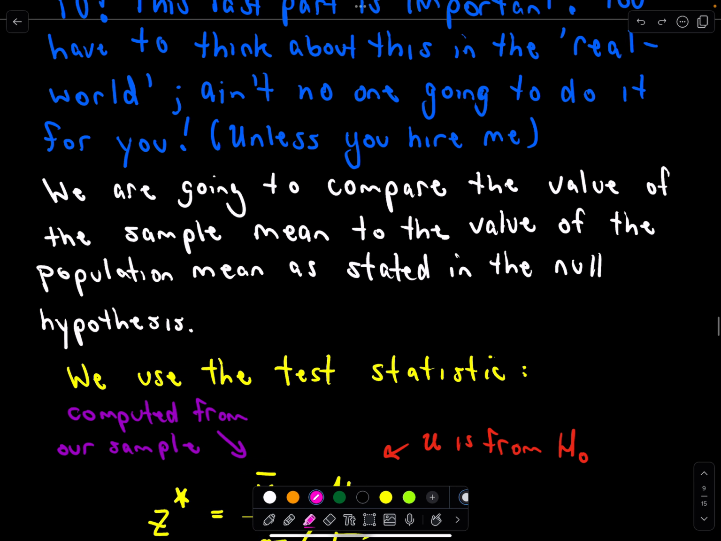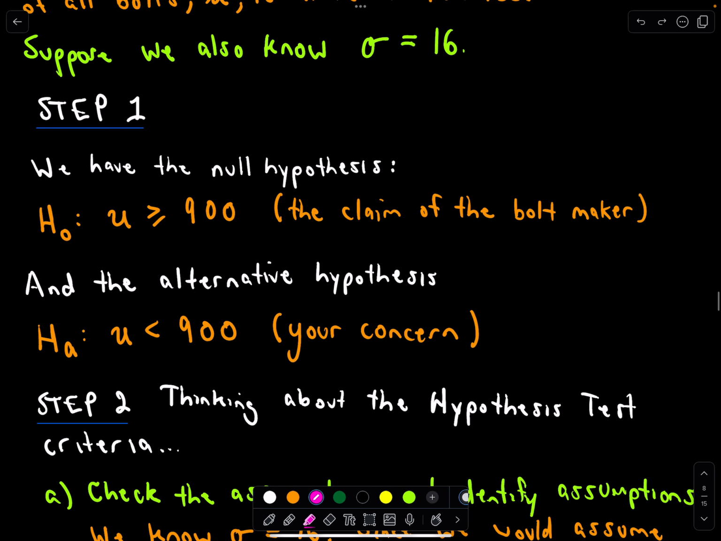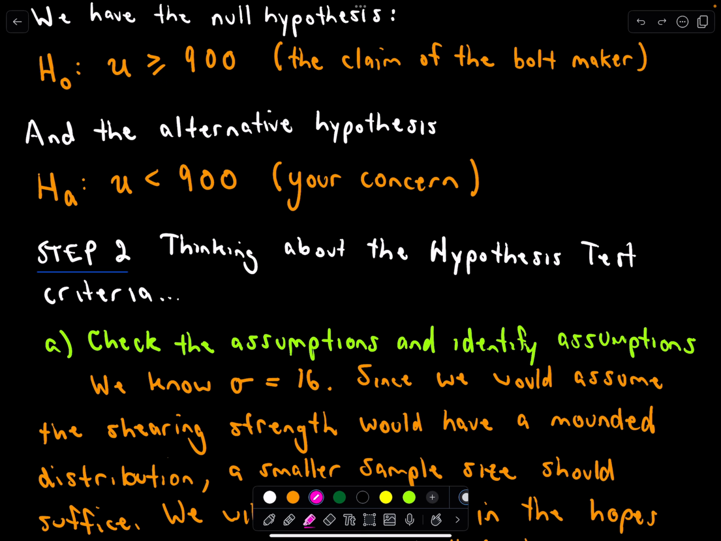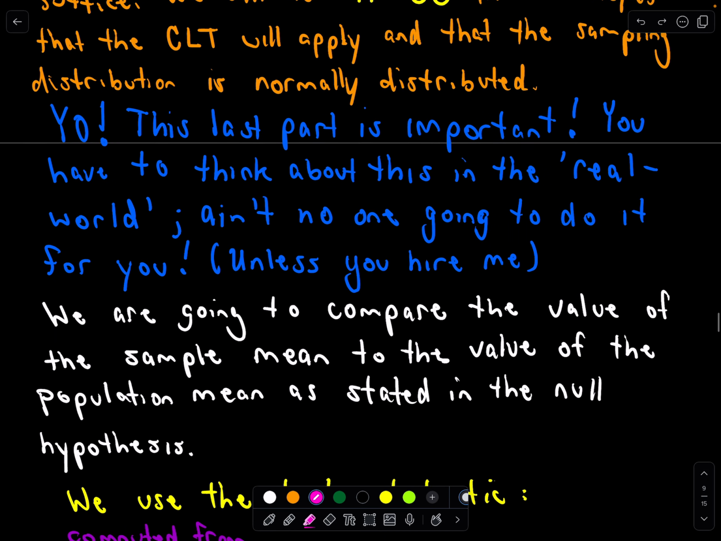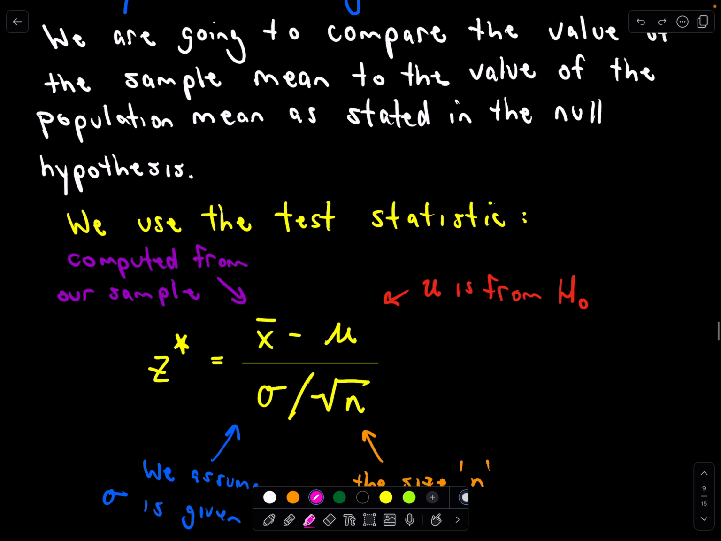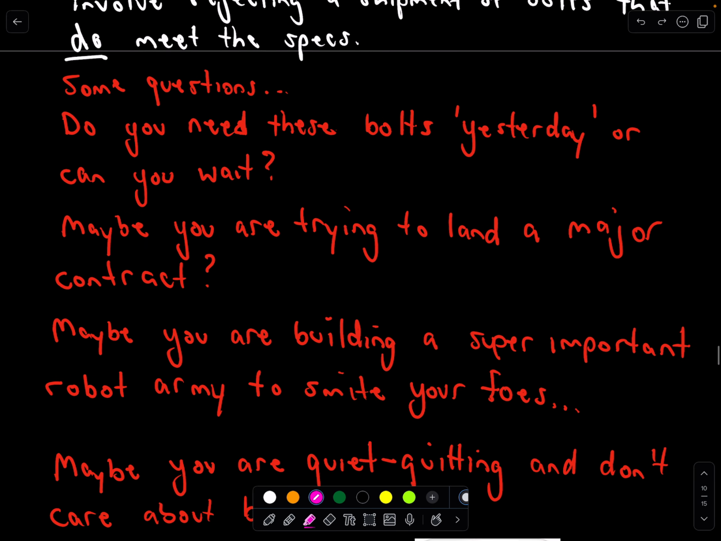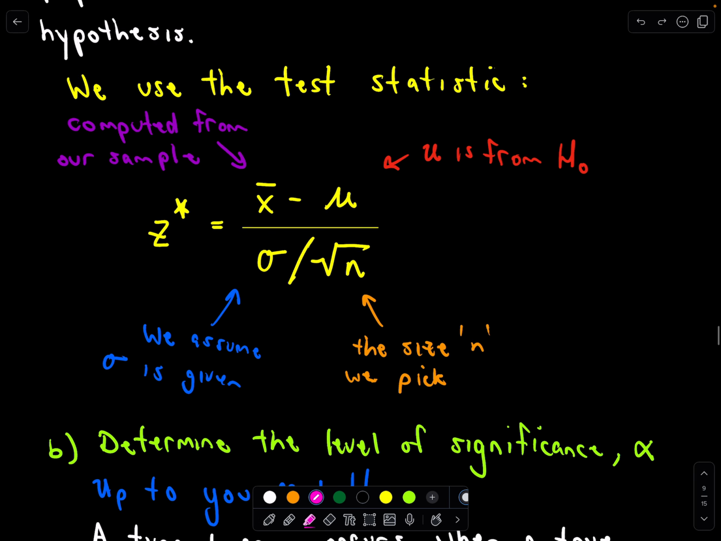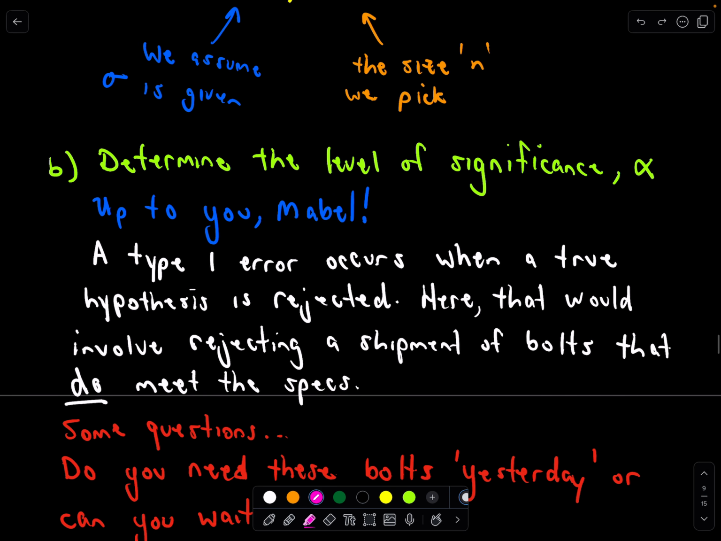A type 1 error occurs when a true hypothesis is rejected. So our null hypothesis, in this case, was that the shear strength is at least 900 pounds. If we reject that, we're going to say no, the shear strength was actually less than 900 pounds. That is the conclusion we're going to come to if we make a type 1 error. We're going to reject that null hypothesis.